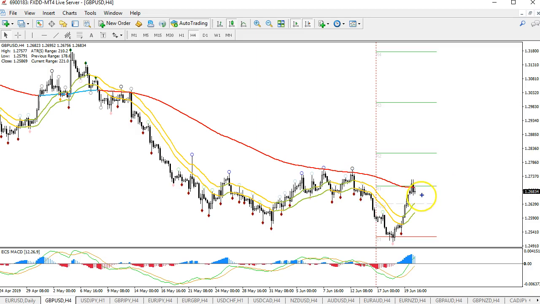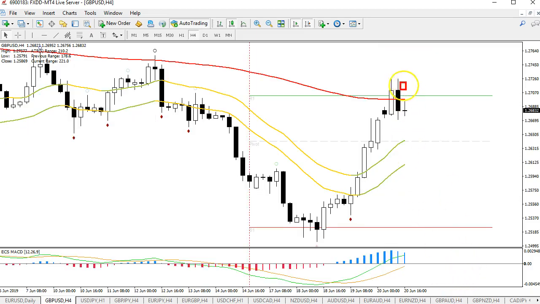Now, if we zoom in, we do have bearish engulfing twins here, a candlestick pattern at the 144 EMA and the R1 pivot point. So if we get a bounce there, we're looking for some kind of retracement, at least to the 21 EMA for the moment.